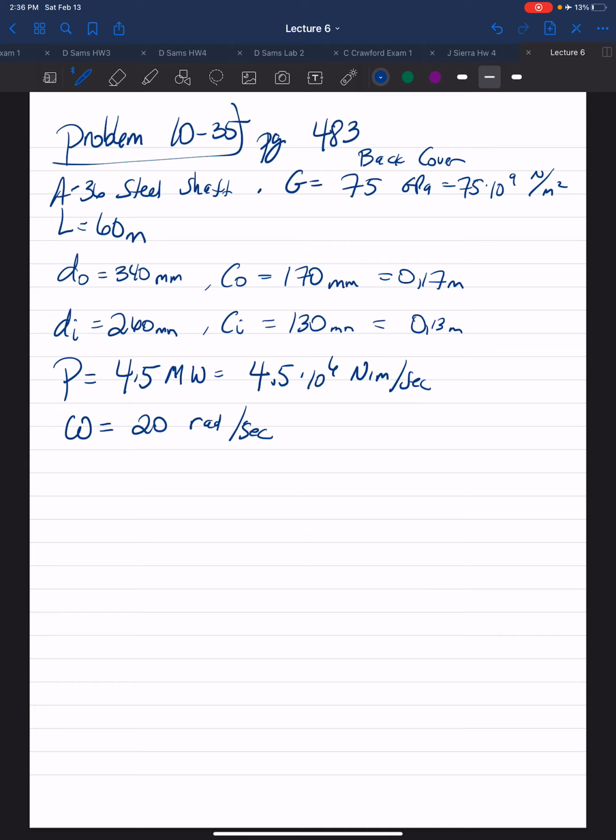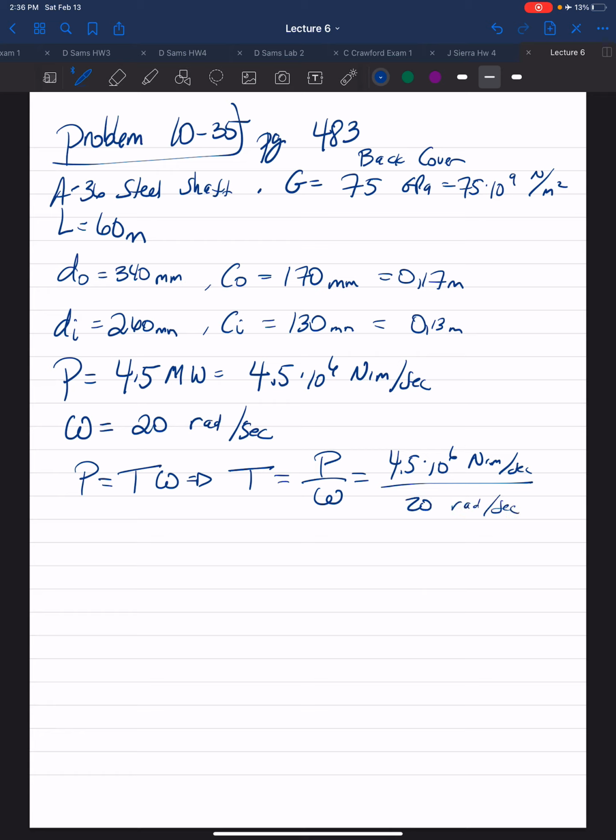So we know the formula power is the torque times angular velocity. Rearranging that to solve for our torque, torque is our power over our angular velocity. Power we said is 4.5 times 10 to the 6 Newton meters per second over our angular velocity, which is 20 radians per second. So our torque is 225 times 10 to the 3 Newton meters.